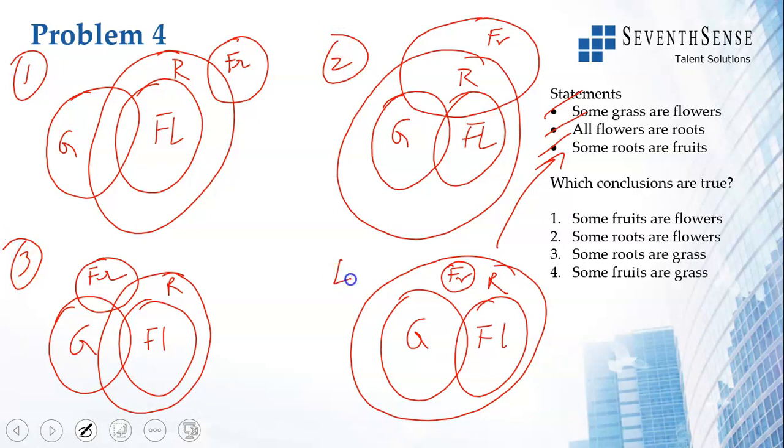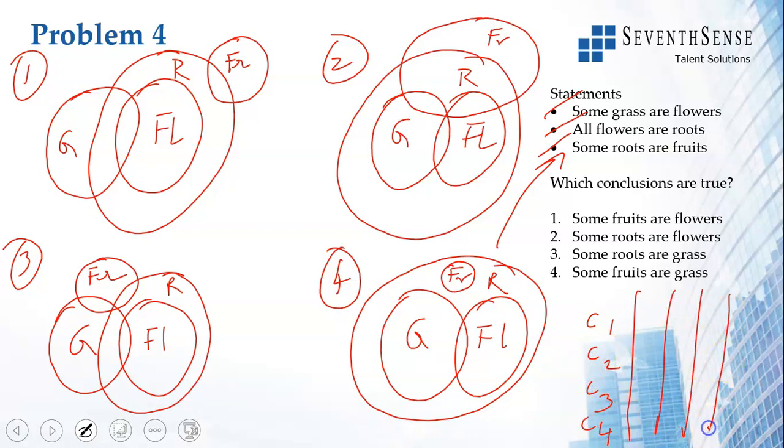Some of you might say, sir, I've drawn 5 diagrams for this, or I've drawn 3 diagrams. Not to worry. You will always get the answer by this method. So let us see conclusions 1, 2, 3, and 4, and then I have diagrams 1, 2, 3, 4. Let us see based on that how many we can solve.